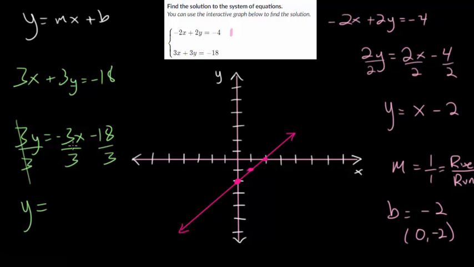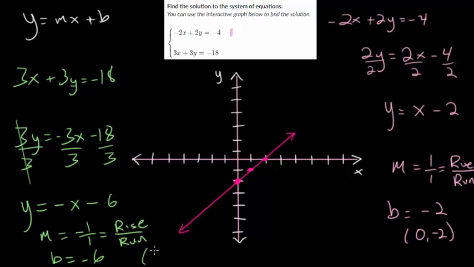So y is minus 3 over 3, which would be negative 1, or minus x. And then 18 divided by 3 is 6. We have minus 6 there. m in this case would be negative 1. But again, we don't have to write the 1. So we have minus 1 over 1, comparing that to our rise over our run. And then b in this case, if you plug in x equals 0, y would just be negative 6. So this goes to the point 0, minus 6, and it has a negative slope.